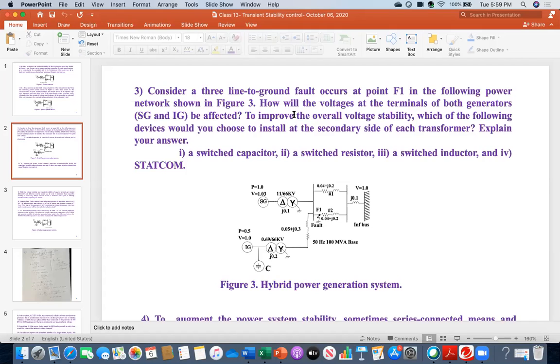Okay, now there is the first part of the question: how will the voltages at the terminals of both generators be affected? Now, the fault point is the same, and it is an integrated, hybrid network. So definitely both generators will be affected. Because the synchronous generator has AVR and governor, its voltage will go down, but it will come back after some oscillation to the original stable condition. In case of IG, because it does not have an inherent control system like AVR or governor, its voltage will go down, and depending on the type of the network and the fault situation, it might or might not come back.